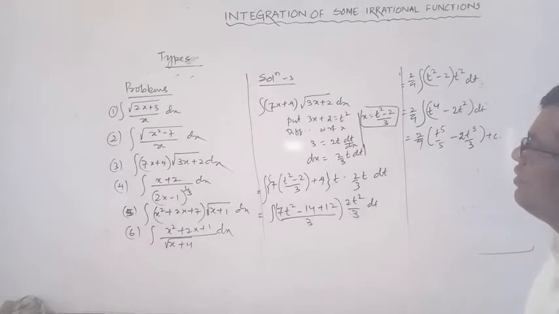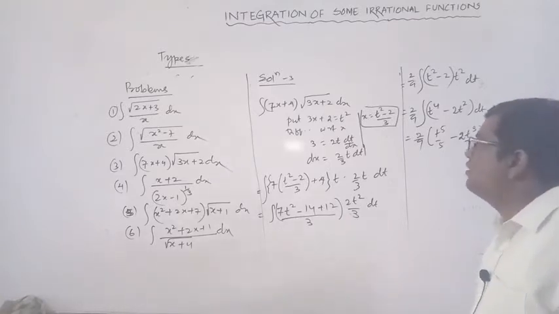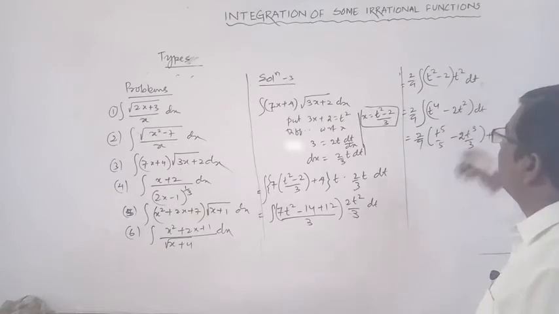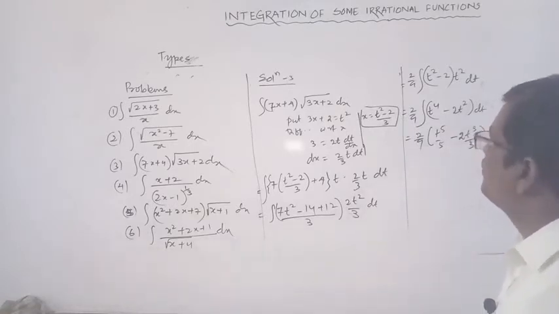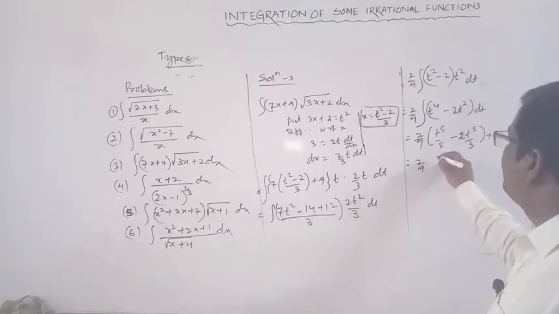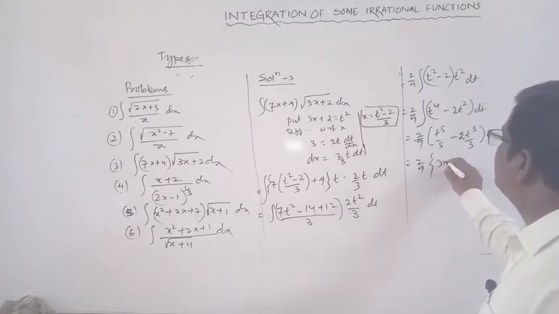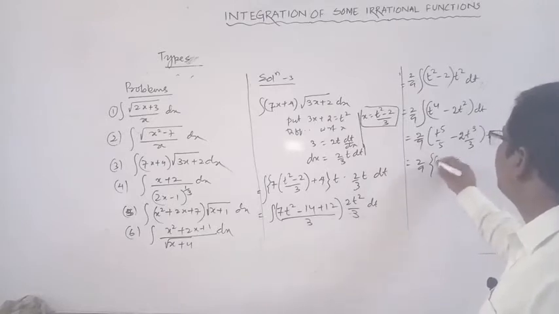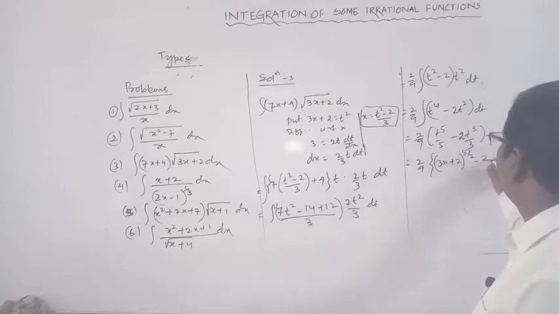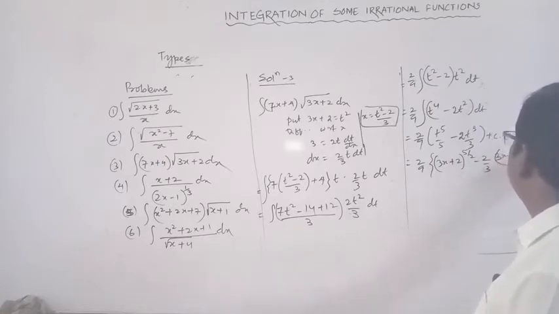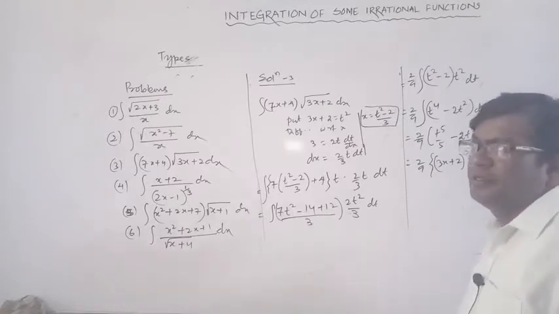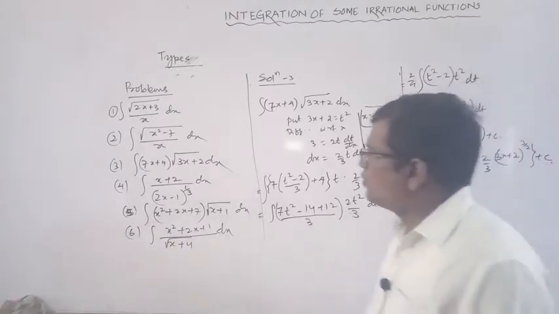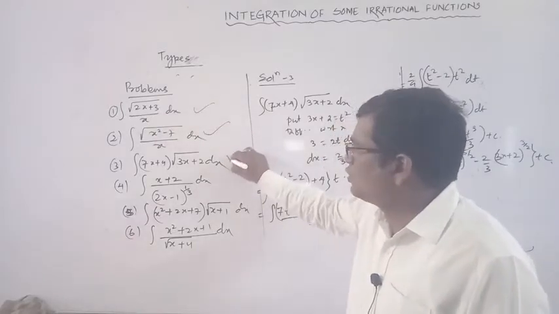What is t here? t means root over (3x + 2), so that is 2 by 9 into (3x + 2)^(1/2) and into (5/2 − 2/3) and this is (3x + 2)^(3/2) plus c. Okay, this is the answer. Now question number 1 is over, question number 2 over, question number 3 over.